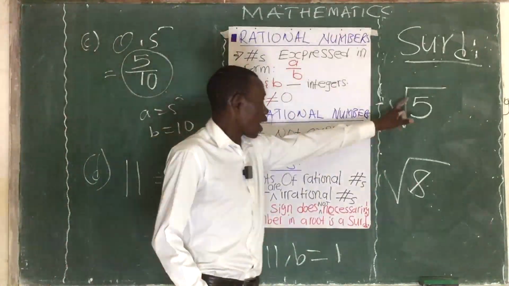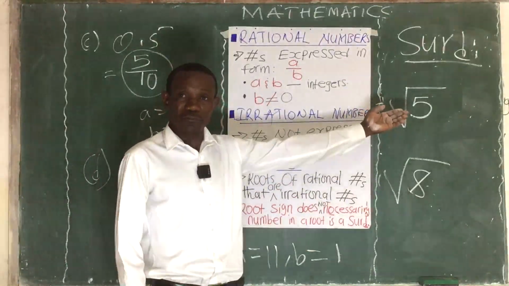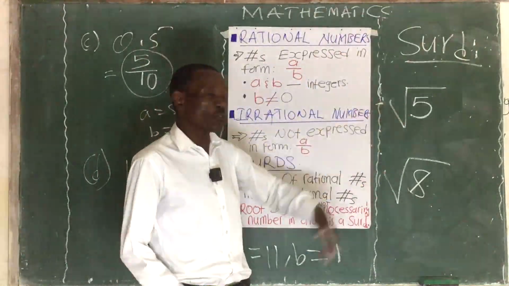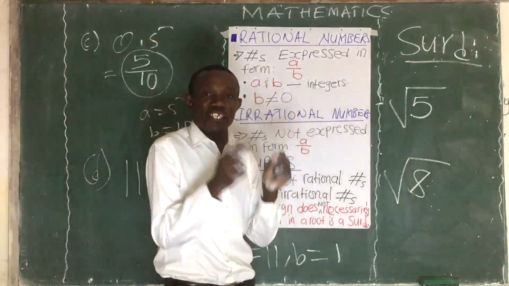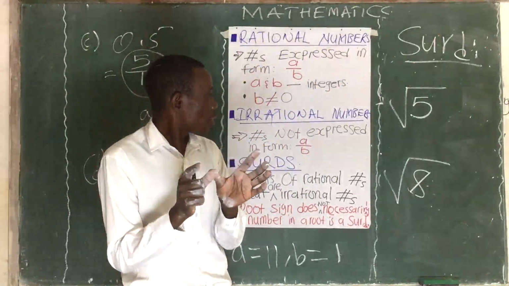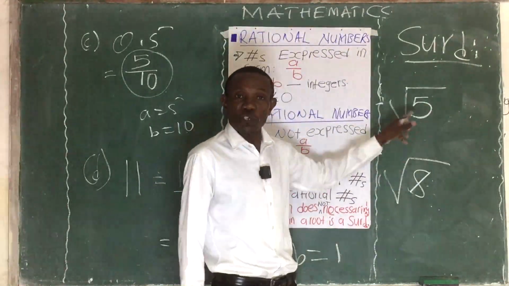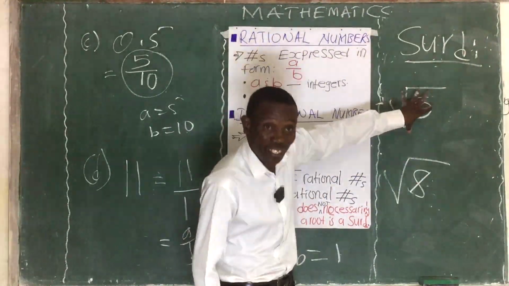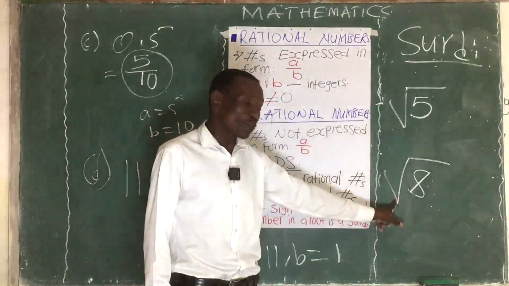But now if I try to take the square root of 5, it will not be possible for me to convert it into a over b, because it will just be a decimal number that needs to be approximated. So if I'm taking the root of 5, it's not possible. So the result here is irrational.